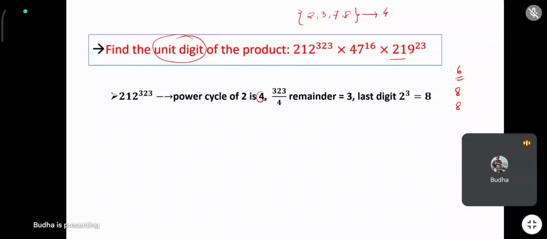So power cycle of 2. While dividing, this will not require. Simply do 23 by 4. Remainder is 3, so last digit will be 8. So for this, we got 8. Now let's go for this one.